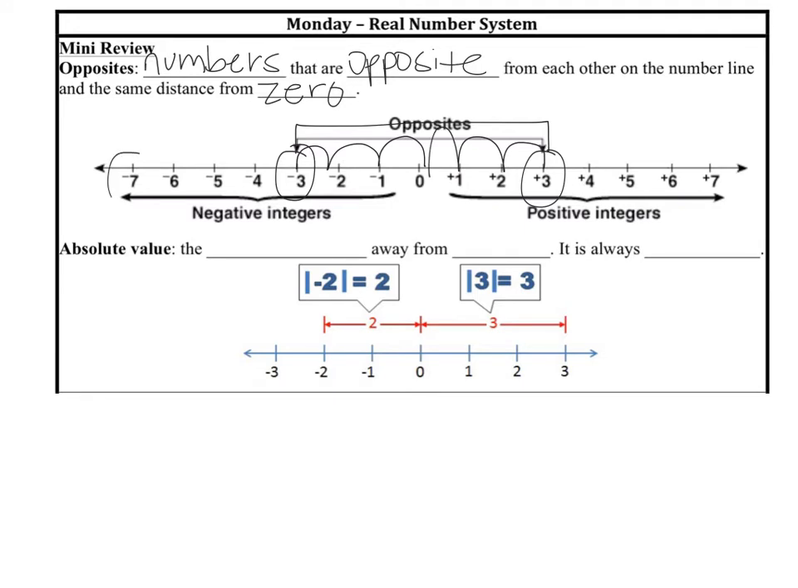So the opposite of -7 would be +7. The opposite of +5 would be -5.